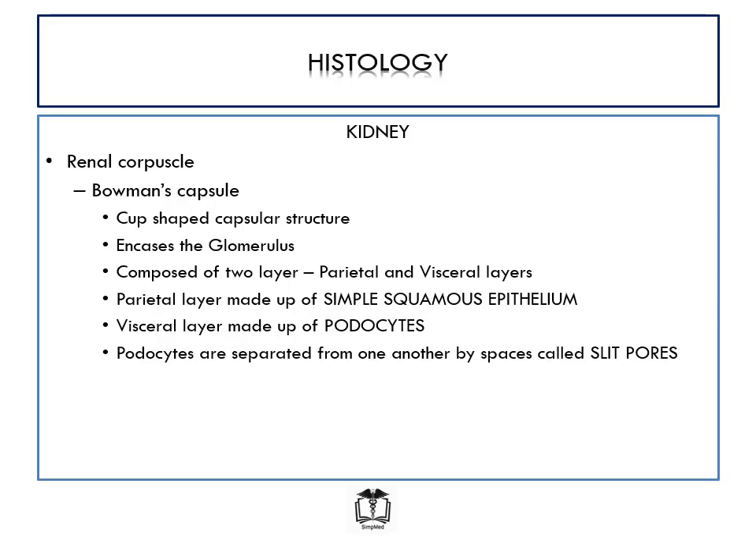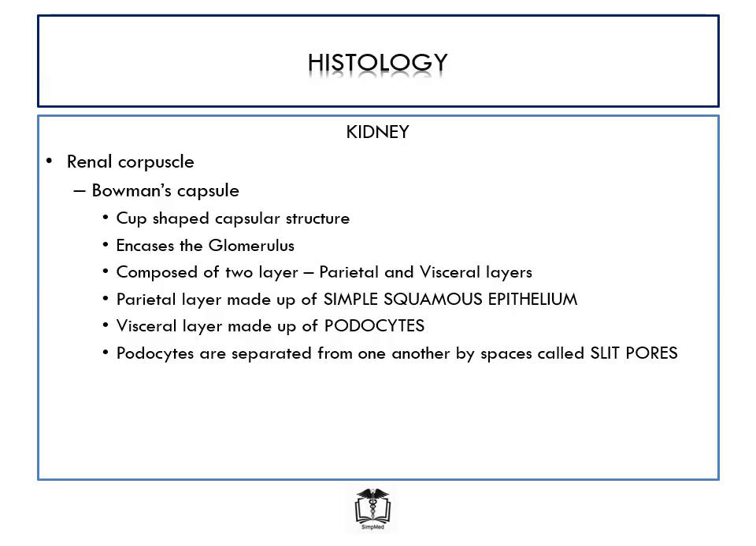Then we have the Bowman capsule. The Bowman's capsule is a cup-shaped capsular structure that tends to encase the entire glomerulus. So it's surrounding the glomerulus. It has two layers to it. There's a parietal layer and then there's a visceral layer. The parietal layer is made up of simple squamous epithelium and is continuous with the renal tubule. So it's a part that is continuous with the proximal convoluted tubule. The visceral layer is made up of what we call podocytes. Those blue structures I showed in the previous slide, and that's the part that tends to be in direct contact with the glomerulus, encasing it.